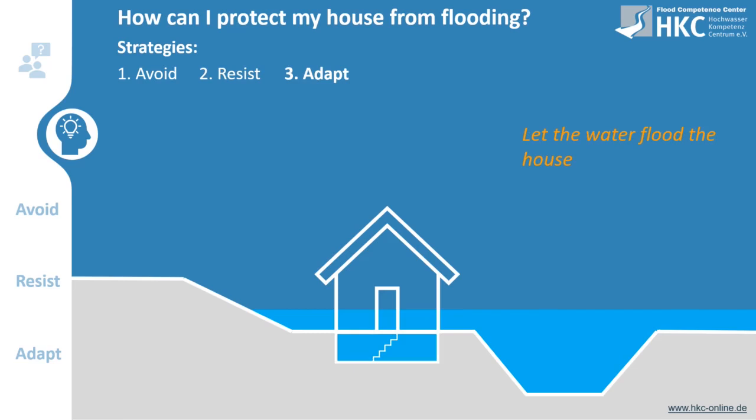The third strategy is adapt. The strategy of adaptation is used when the flood hazard can neither be avoided nor resisted. For this strategy, the house is adapted in such a way that the intrusion of water into the house will only cause minimal damage. In the following, we will have a closer look at each strategy and give a general guideline to suitable flood protection measures for each strategy.